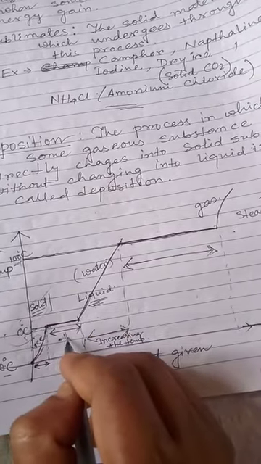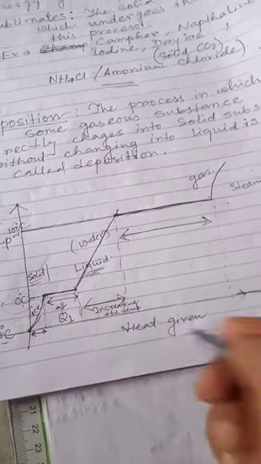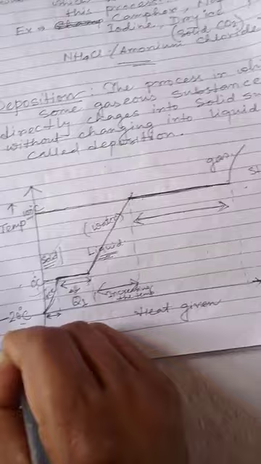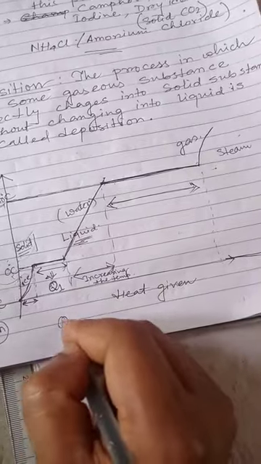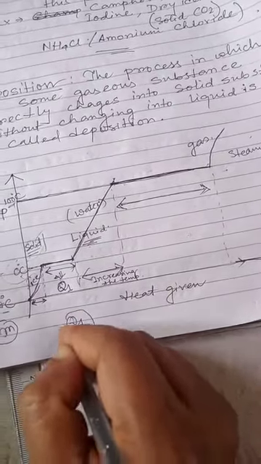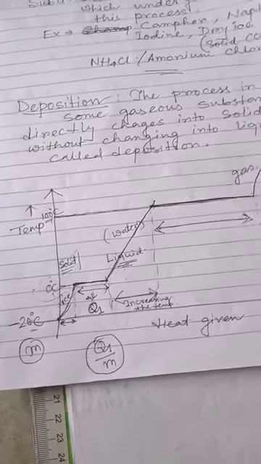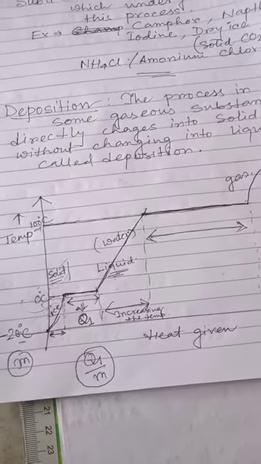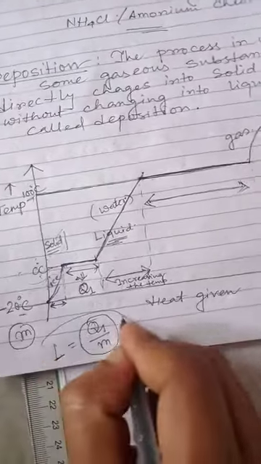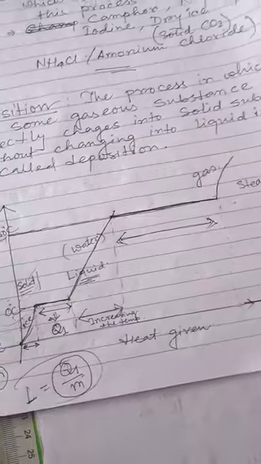So this amount of heat, if we consider m mass of solid and this amount of heat is Q1, then Q1 by m, that means for unit mass of any substance, when solid is converted into liquid, the amount of heat required for the conversion process is called latent heat of melting. So this is the latent heat of melting, written as L. It is Q1 divided by the mass of the substance.